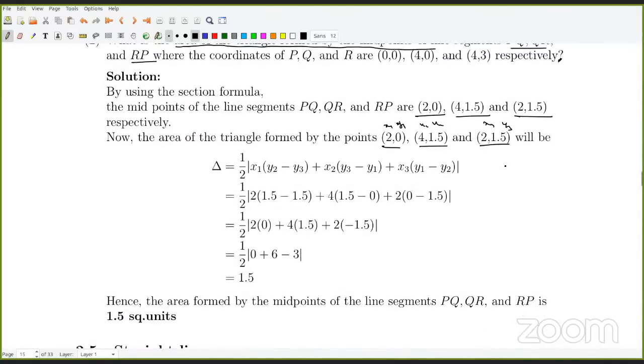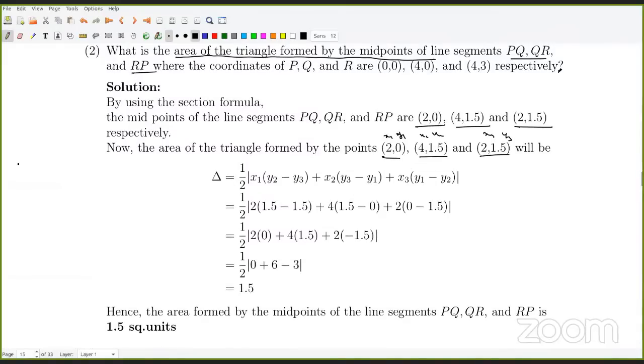Sir, just one point. The person told that if a triangle is formed by the midpoints, that area will be 1/4 of the overall triangle.